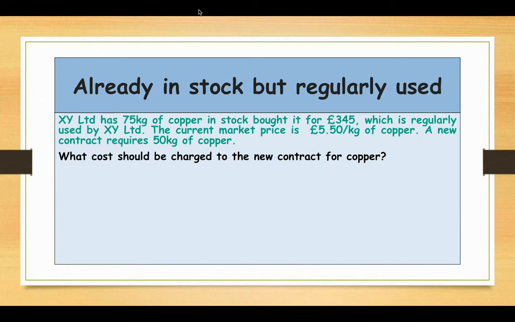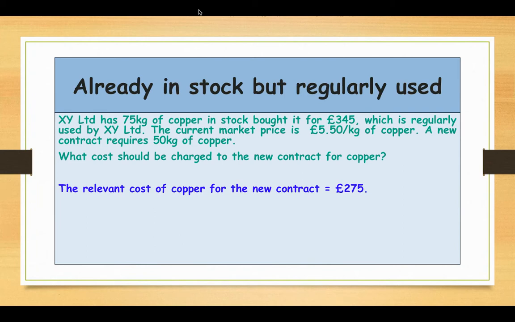So if you look at this £5.50, which is more expensive compared to the original price paid by the company. So if you look at the original price, £345 divided by 75 kilograms, so that is £4.60. So the company wouldn't want to lose that money.